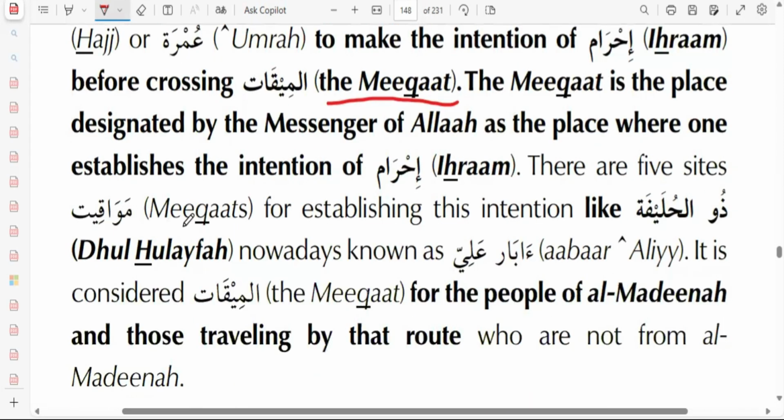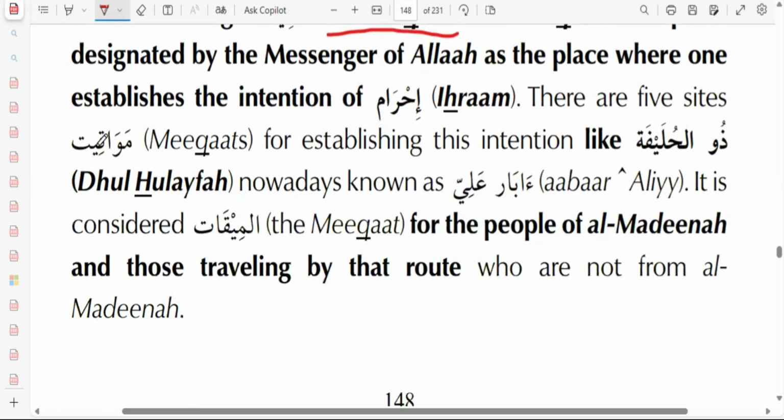There are 5 sites, 5 miqats for establishing this intention. So look here. There are 5 sites they put in Arabic, mawaqit. Mawaqit is the plural of miqat, but then in the English they put miqat. So that defeats the purpose of the Arabic word here. They put these Arabic words here so that you can know how to read the Arabic words that are spelled in English letters. So they did that sometimes there. So that's an inconsistency there.